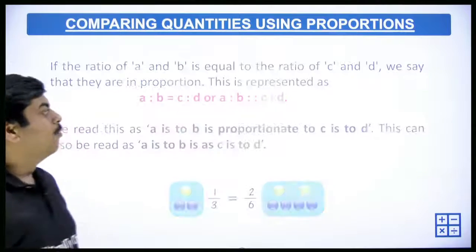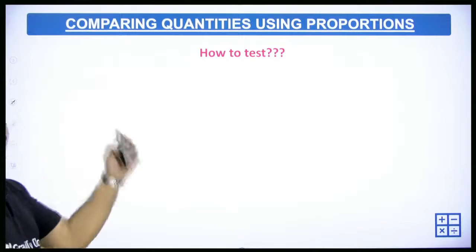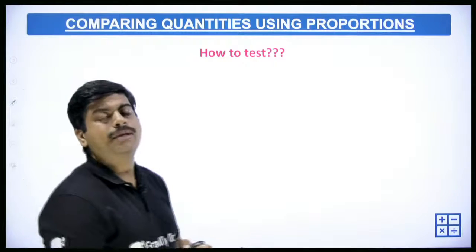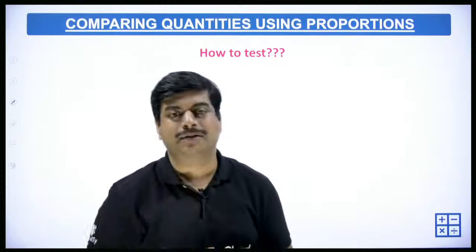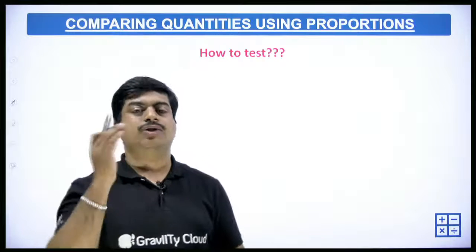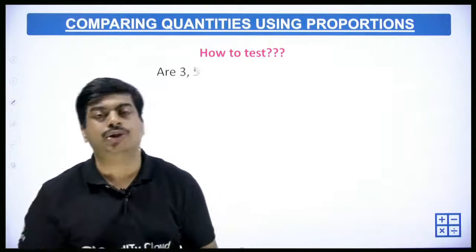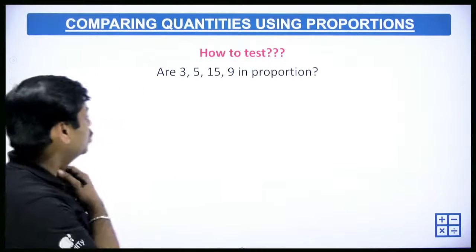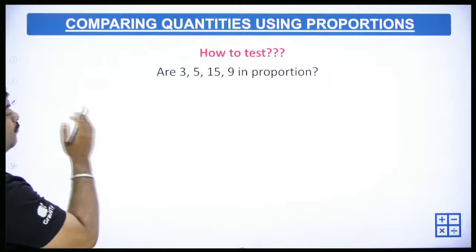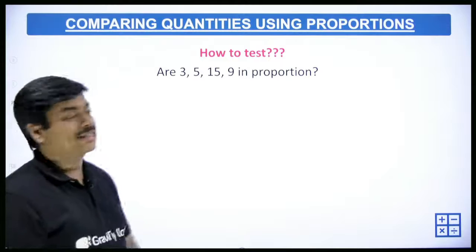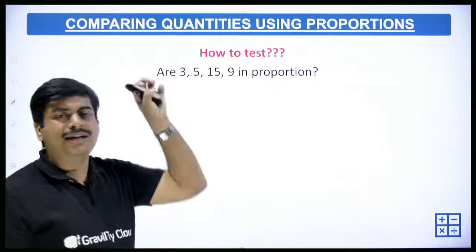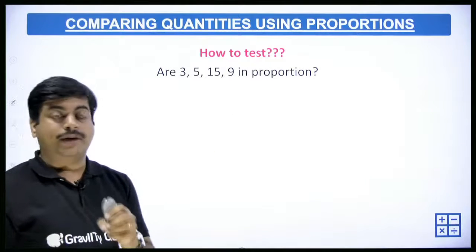And what else have we discussed? How to test whether numbers are in proportion. The ratios should be equal: A is to B and C is to D. So, are 3, 5, 15, 9 in proportion? The question is 3, 5, 15, 9. Are they in proportion? How to find that?